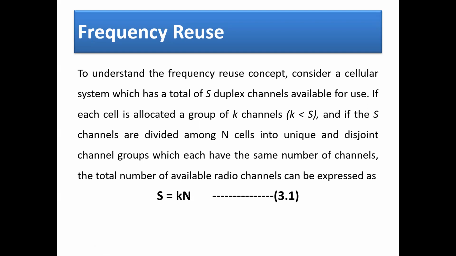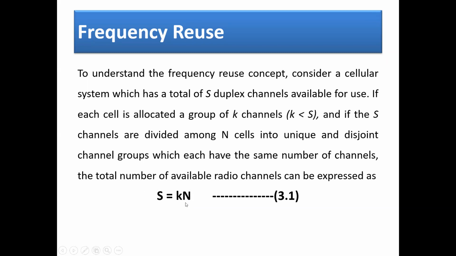Will be 75. So in this example, K will be 75. Every cell is given 75 channels, and we have 4 cells at that time. The overall number of channels given to the system, S, will be 75 multiplied by 4, which will be 300. Of course, this kind of channel distribution is called uniform channel assignment or uniform channel allocation.